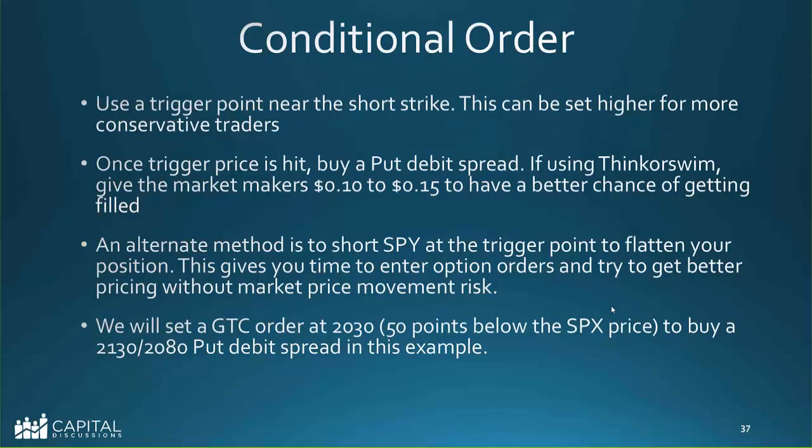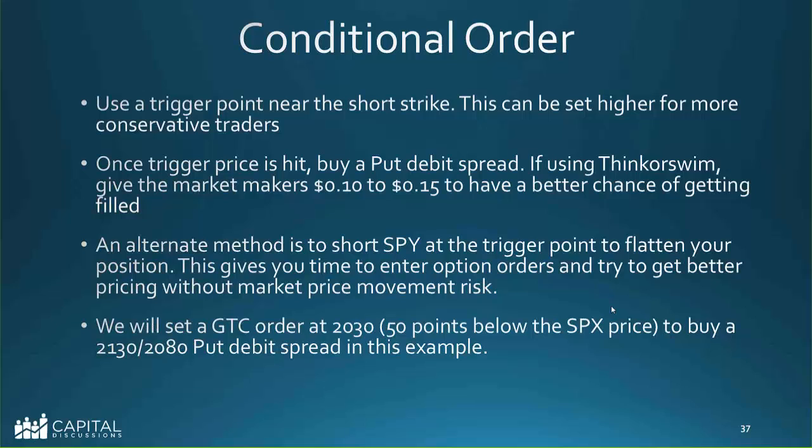So let's talk about a conditional order. And we started doing this since our January presentation, that use a trigger point near the short strike, maybe slightly above, and you can set that higher if you want to be more conservative. Once the trigger price is hit, you can buy a put debit spread. And Thinkorswim has a nice feature that you can give the market makers 10 or 15 cents off the mid price, and that should give you a pretty high probability of getting filled.